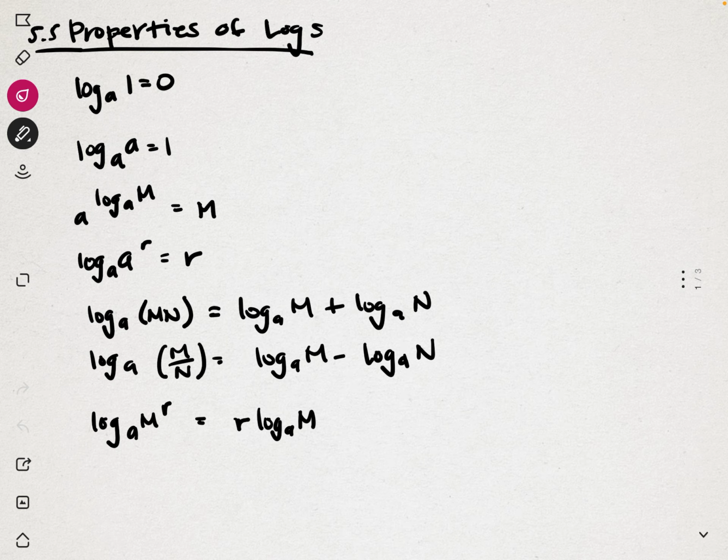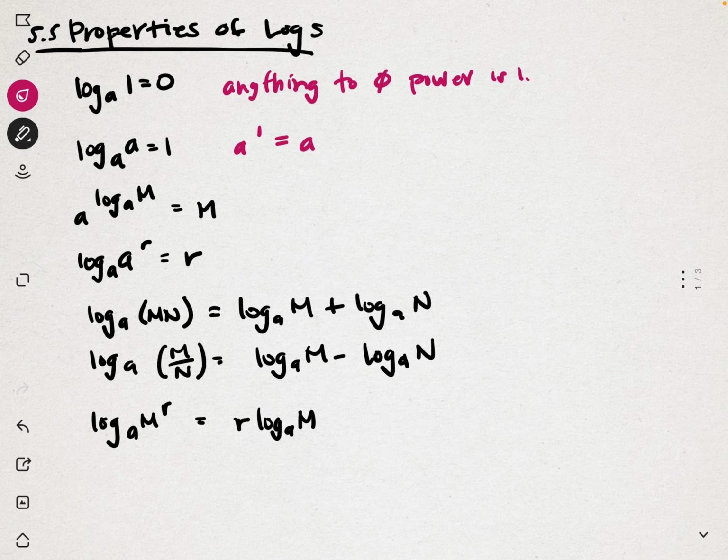So the first one says log base a of 1 equals 0. Right, so it's just saying that anything to the 0 power is 1. It's something we talked about when we were talking about exponents. All right, the second one is log base a of a is 1. So it's saying that a to the first power is a. So another way to think about that is anytime we have log base a of a, that's always going to be 1.